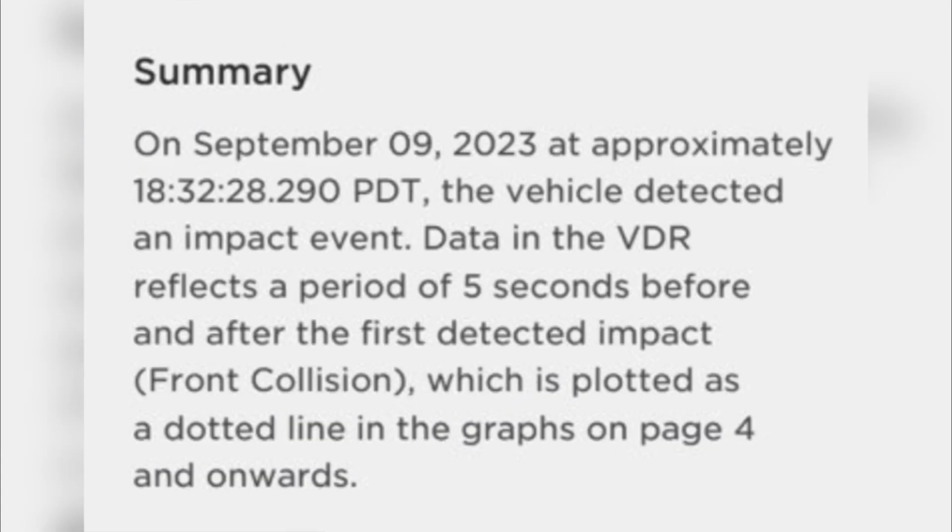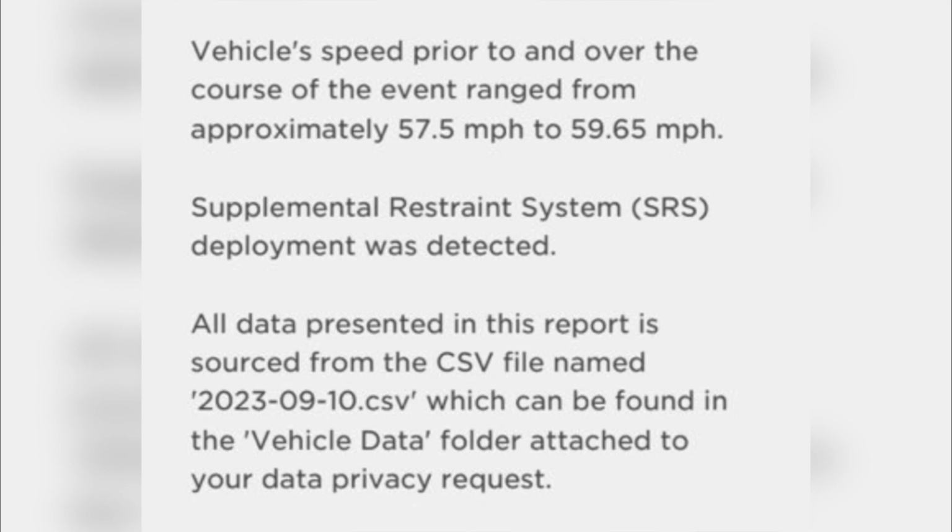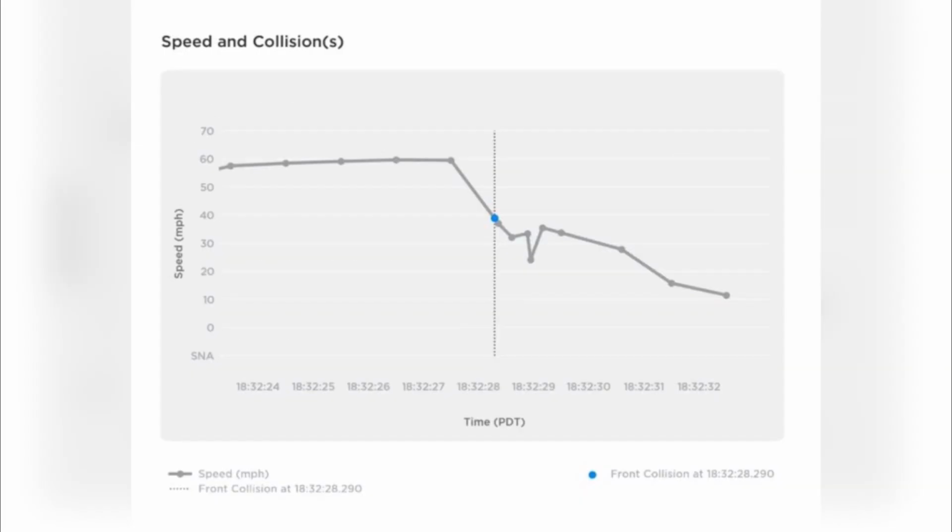Sign into your Tesla account. Use the drop down menu to select data privacy request. After that, specify the time range for which you would like to request your data and select submit.